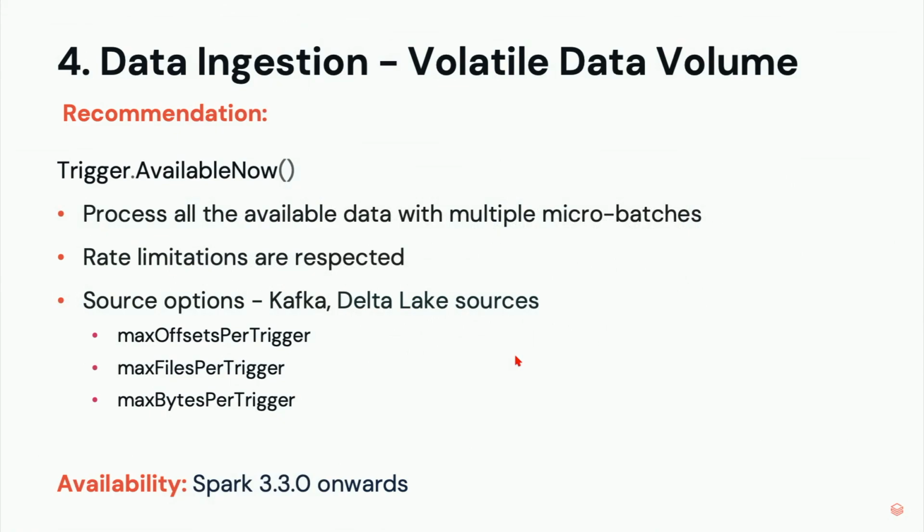The point here is that trigger.available now is the latest improvised feature. When you go with trigger.available now, it does the same kind of thing as trigger.once, but it processes the data in multiple batches. It will process all the data, but in multiple batches. How is it processing multiple batches? Because it is respecting the rate limitations. As we discussed, for different sources there are different rate limitations: max offsets per trigger for Kafka, max bytes per trigger, and max files per trigger for Delta. This is available from Spark 3.3.0 onwards.